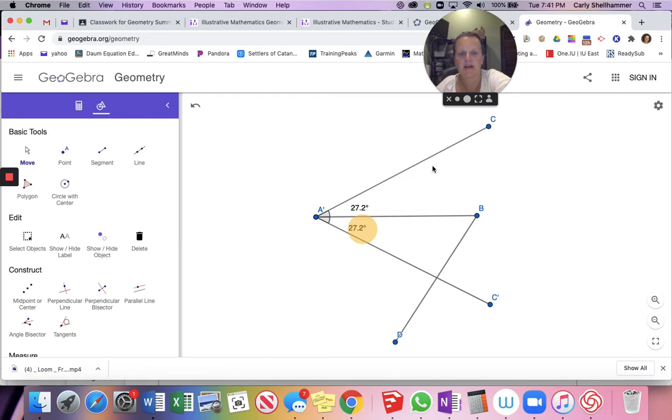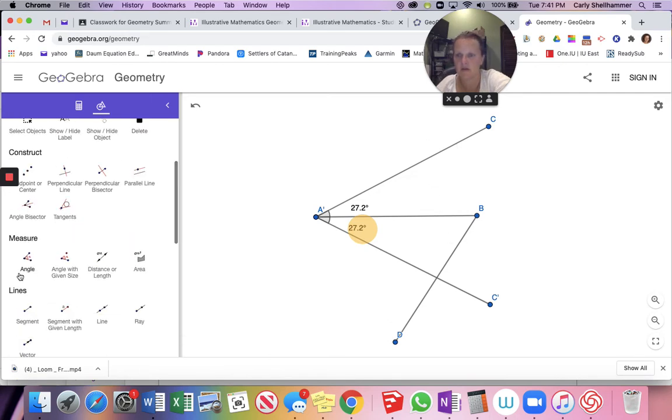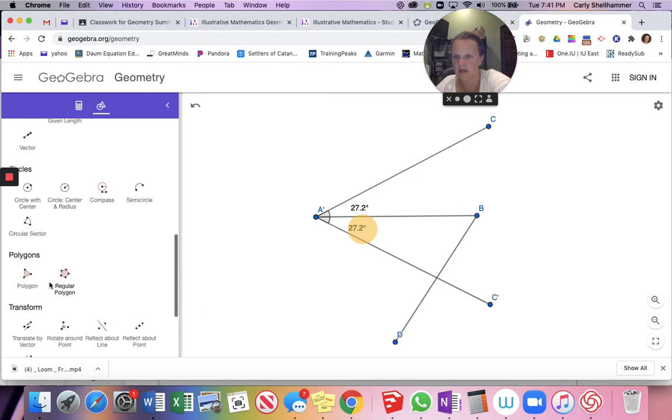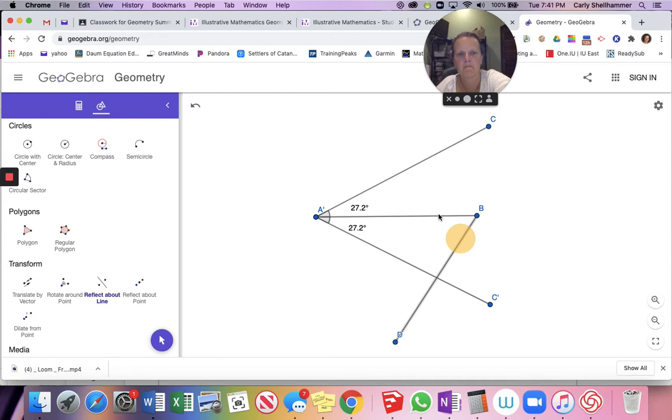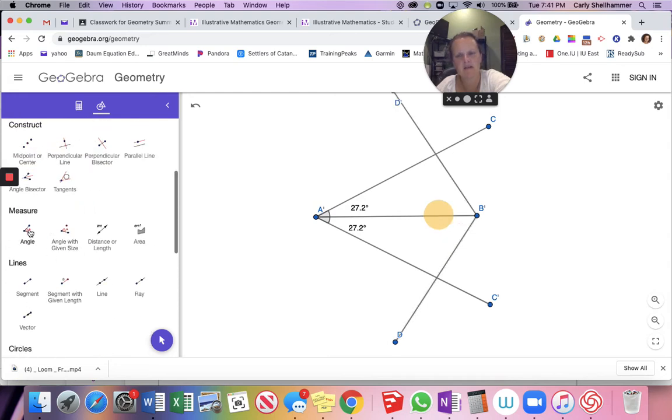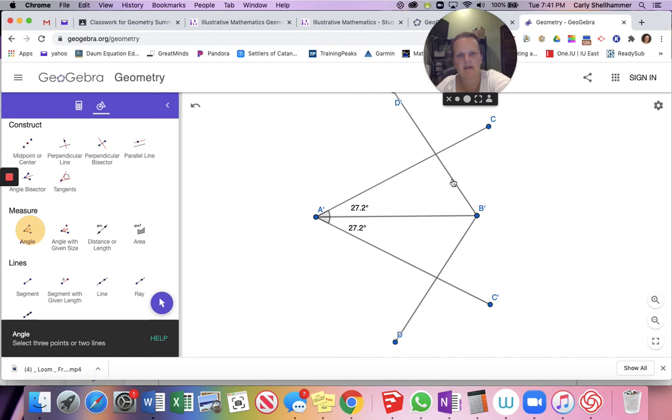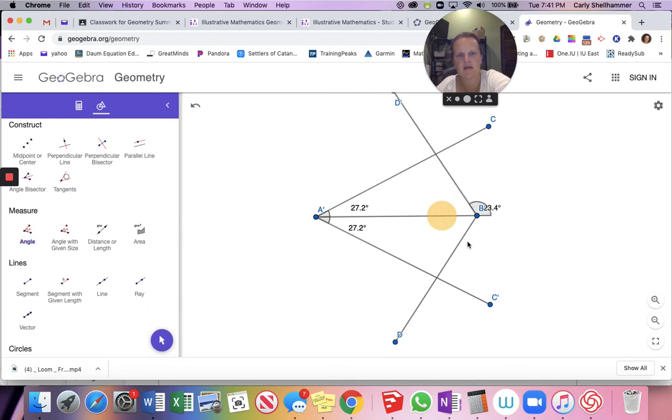Now I'd like to reflect this one over there, because when I reflect something, I make something congruent. Transform, reflect about a line. Cool. Now, measuring these angles doesn't always work out. Let's see what happens.